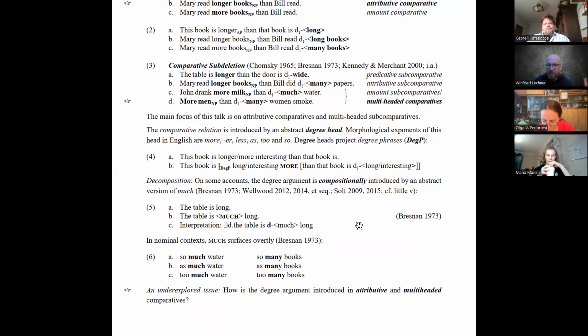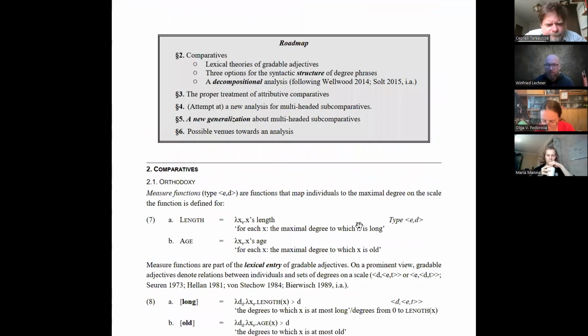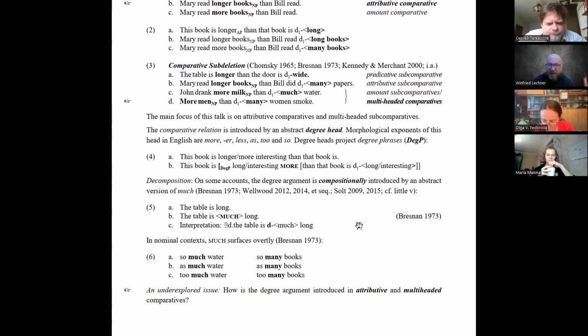This is actually an idea that goes back some way to Bresnan. So sometimes there is reason to believe that we have degrees being added to a non-gradable property. So if you take a nominal like water, you need to add much in order to obtain a degree, as in so much water.